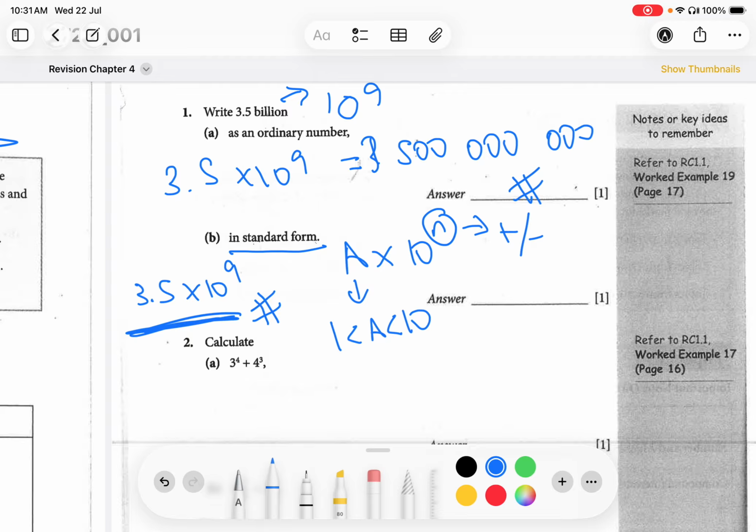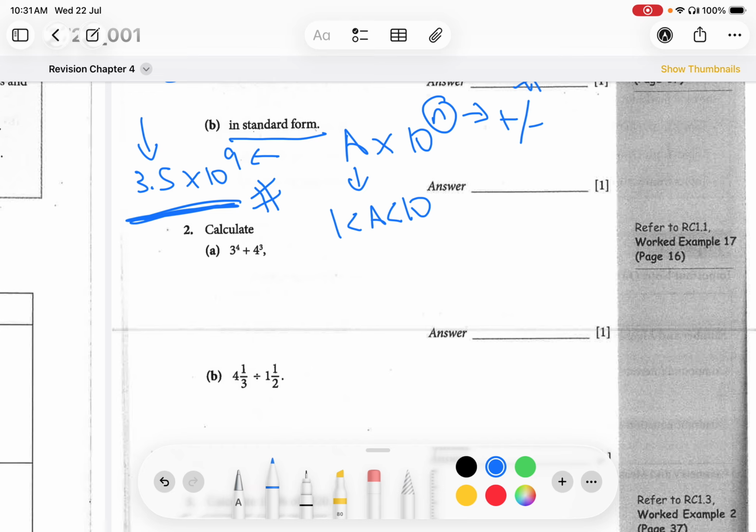Okay, for this, the 3.5 below is between 1 and 10, then the 9 is a positive or negative number. For this case, positive.